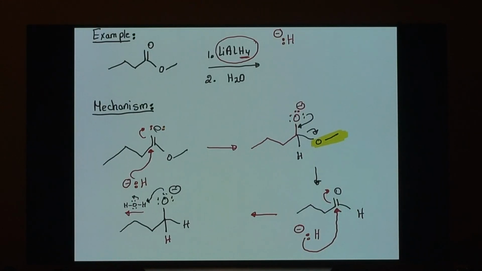I'm just going to write the product all the way to the top there. I write it in blue. So your product is going to be basically an OH and then the hydrogens. Notice I went from an ester to a primary alcohol whenever I use the strong reducing agent.